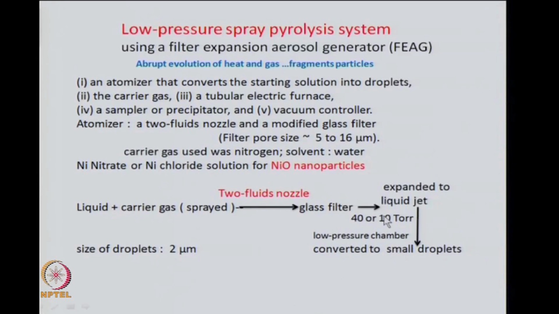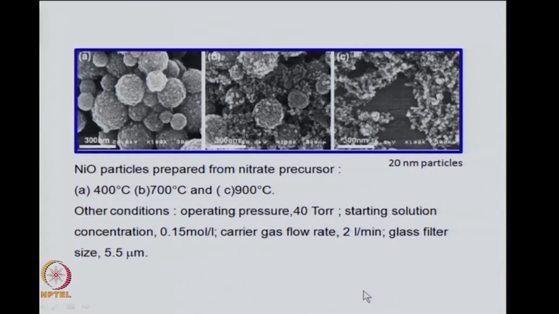Because of the low pressure after the glass filter, you get droplets, and the size of the droplets is 2 micron. In the conventional method, as we said, the size of the droplets was of the order of 5 microns. Now, with this low pressure spray pyrolysis system along with a filter, you can achieve small droplets in this low pressure chamber. Based on that, you can put those droplets onto a substrate, heated at different temperatures 400, 700, 900, and you get particles of nickel oxide.